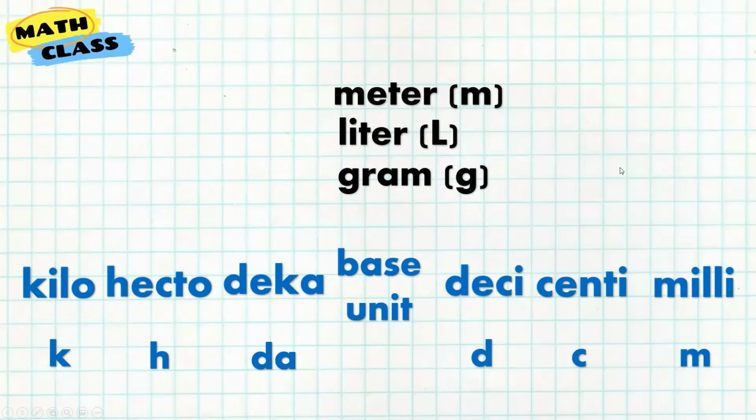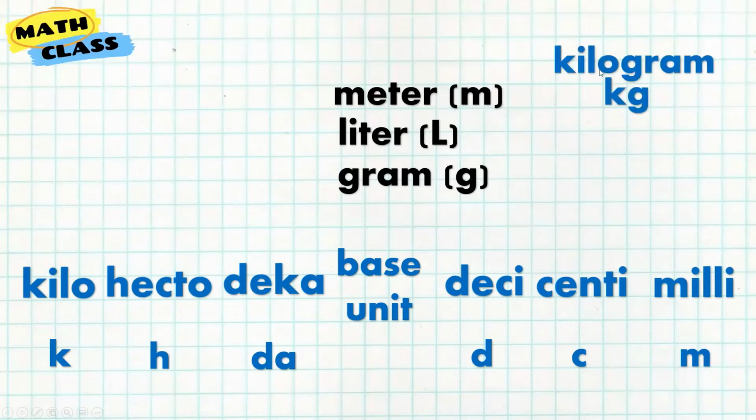Now, for example, I would like to write centimeter using the abbreviation. So I will just use C for the centi and M for the meter. So that would be the centimeter. While for milligram, I will use M for the milli and then G for the gram. So we have mg. And for the kilogram, we have kg. So that's how we use the different prefixes.